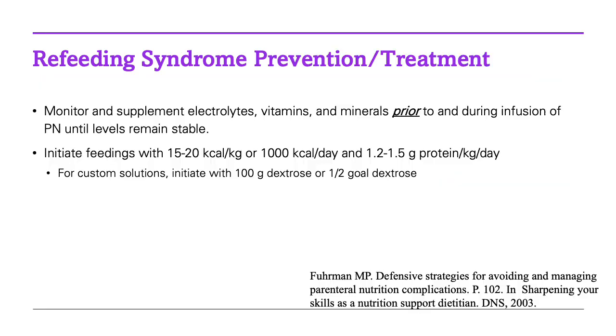So, kind of just a recap, we want to monitor and supplement electrolytes, vitamins, and minerals prior to and during infusion of PN until levels stabilize. Then we want to initiate feedings with 15 to 20 calories per kilogram or 1,000 calories per day, or maybe even less depending on the patient, and 1.2 to 1.5 grams of protein per kilogram per day. For custom solutions, I usually recommend initiating with 100 grams of dextrose or 50% of the goal dextrose.